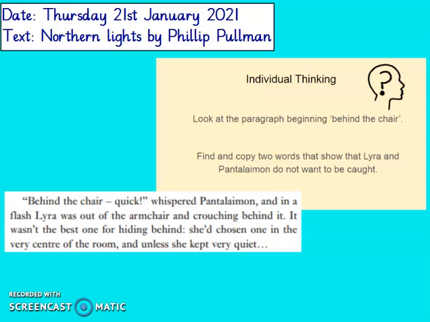Behind the chair, quick, whispered Pantalaimon, and in a flash Lyra was out of the armchair and crouching behind it. It wasn't the best for hiding behind. She'd chosen one in the very centre of the room, and unless she kept very quiet. So what I'd like you to do is pause the video, read the extract again if you need to, find the 2 words that you think show that Lyra and Pantalaimon don't want to be caught, and then unpause when you're ready.